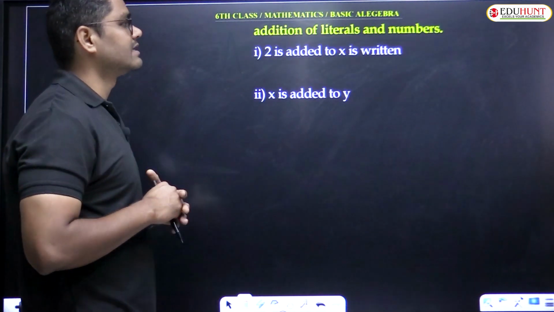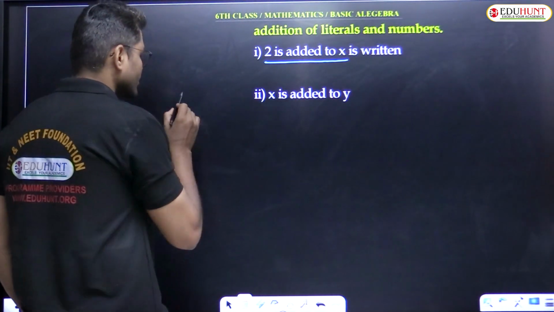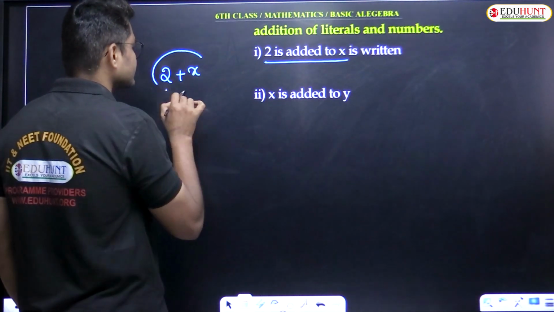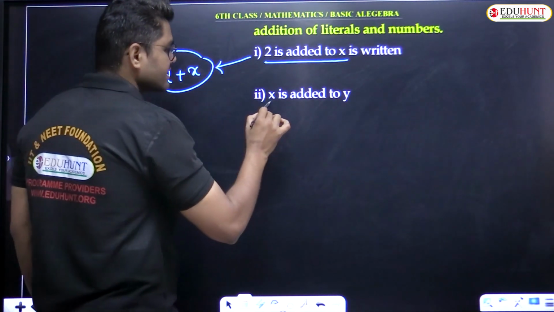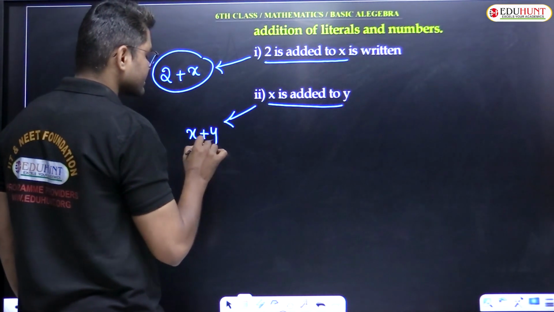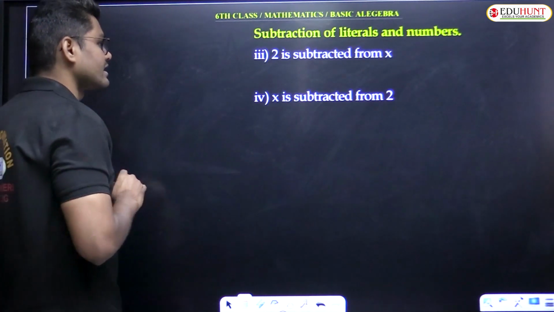Addition of literals and numbers. See, 2 is added to x. This can be expressed like this. X is added to y. This can be expressed as x plus y. Okay. Subtraction of literals and numbers.